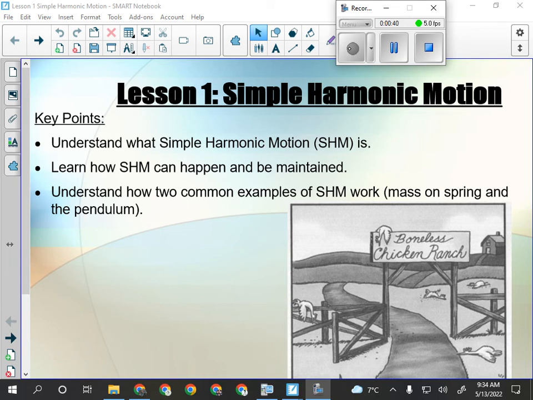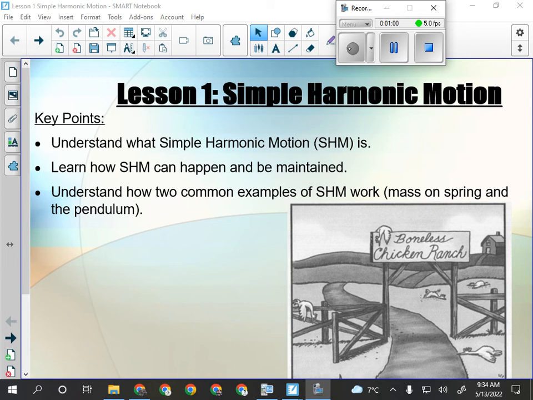Famous last words. Almost. Okay, so we're going to look at simple harmonic motion today. This unit is simple harmonic motion and waves. And it will take us right up until the end of the semester, so about another 4 weeks. And then we'll have a little bit of time for review after that.